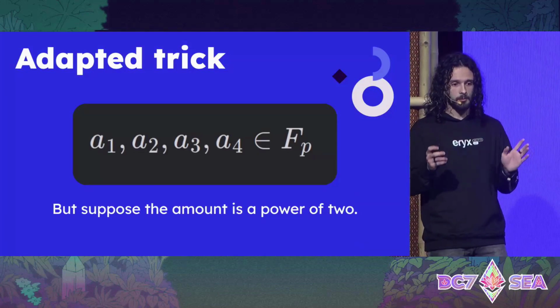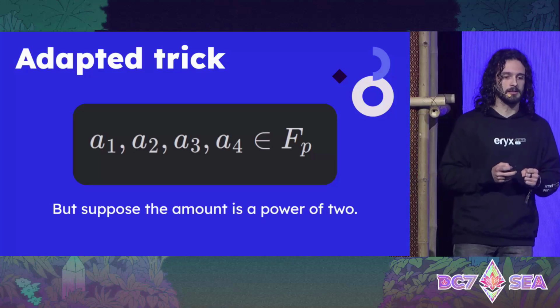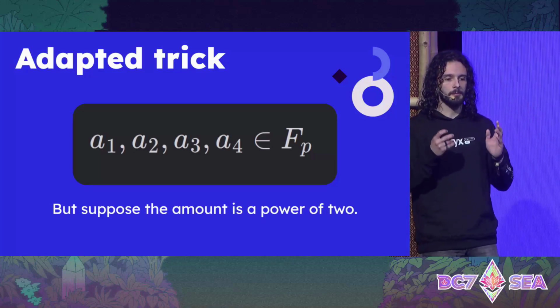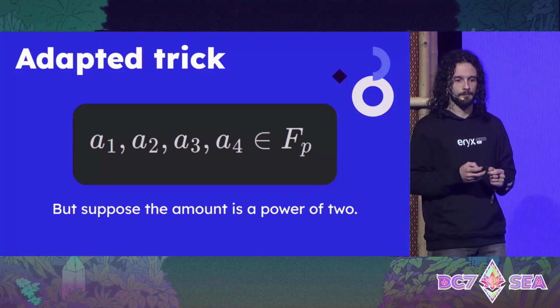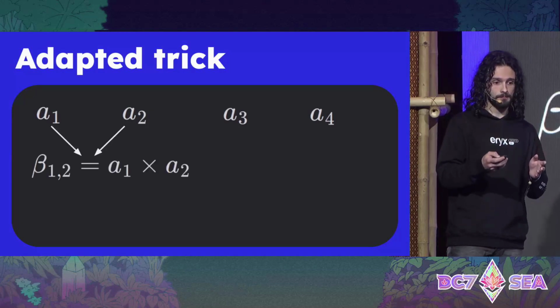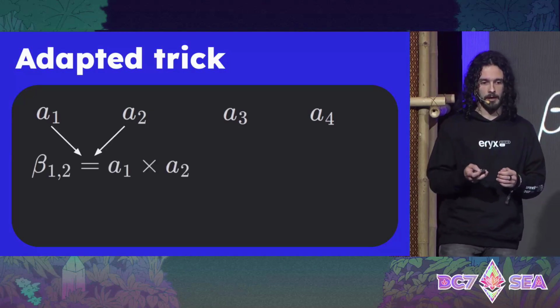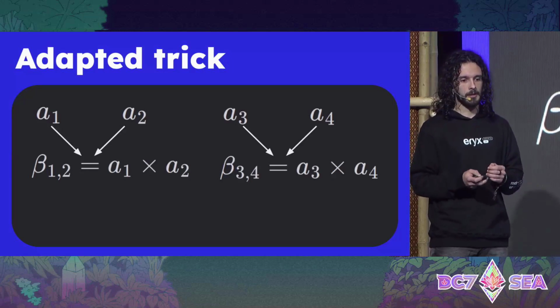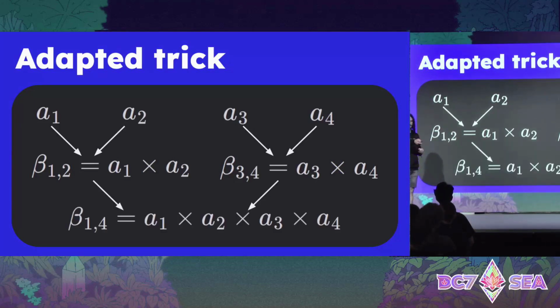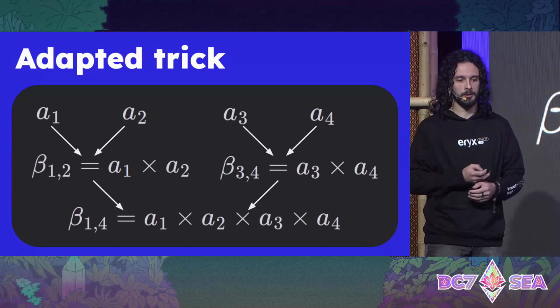We start the same way with 4 field elements, but we'll make an assumption that will help us adapt it, which is, we'll suppose the amount of field elements is a power of 2. We take those elements and multiply them by pairs, okay? Multiply them by pairs, and we have beta 1 to 2, beta 3 to 4 as the accumulated products by pairs, and beta 1 to 4 as the whole accumulated product.